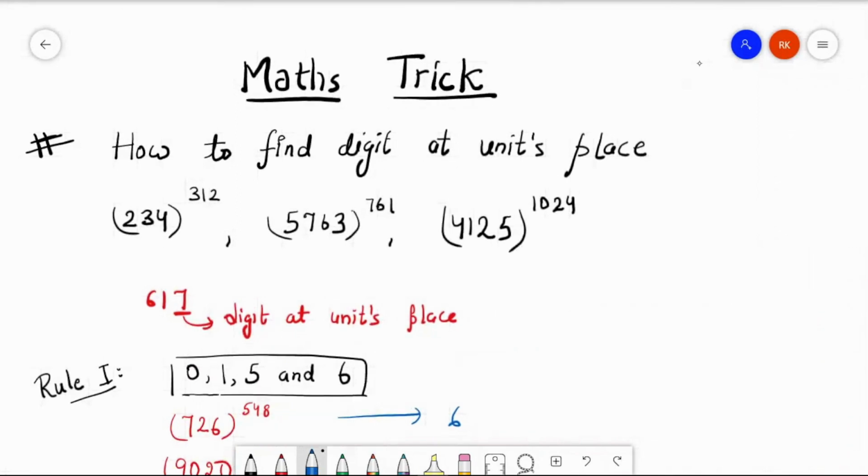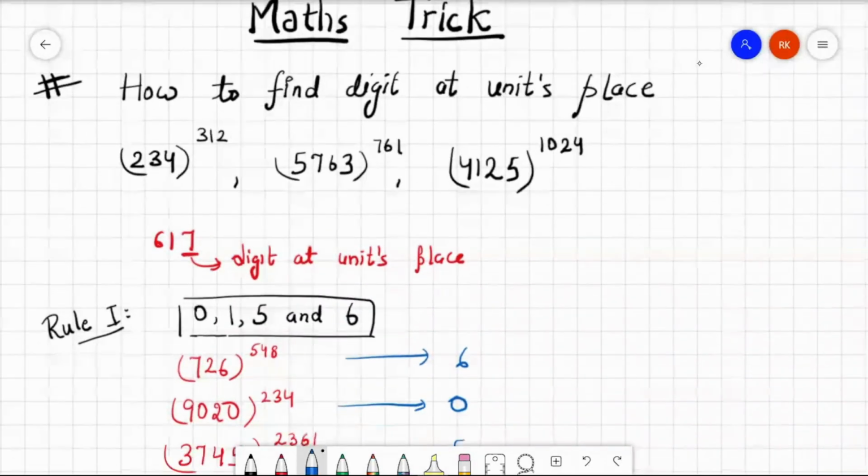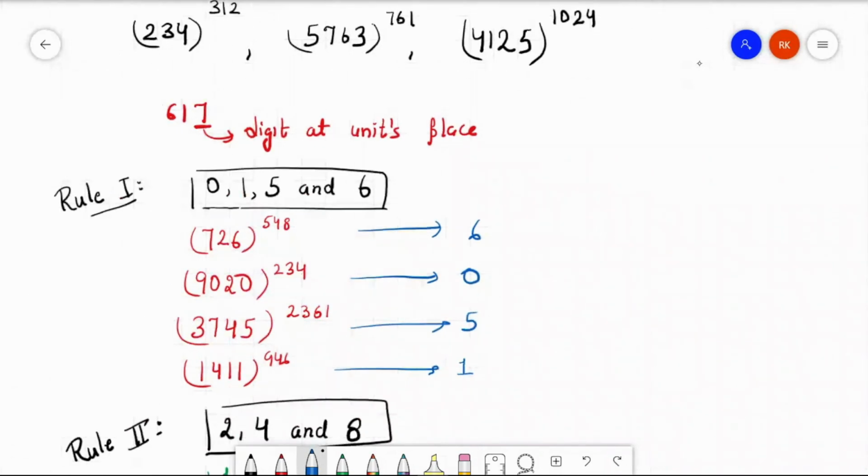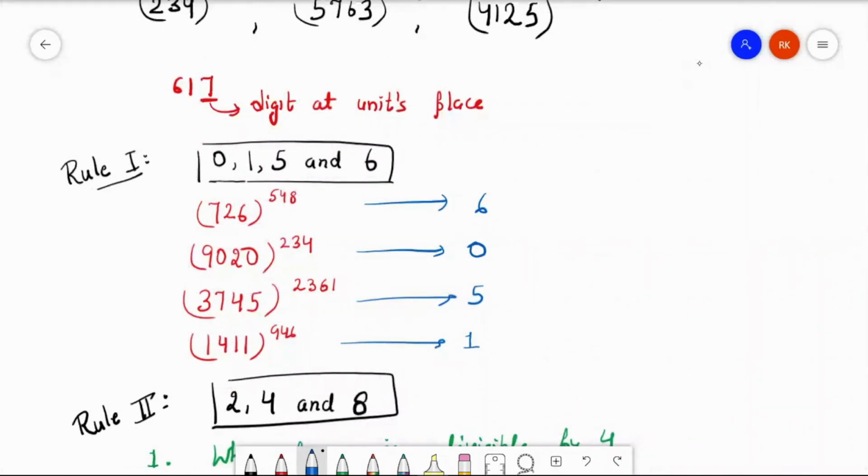Whenever you have 0, 1, 5 or 6 at the unit place of any given number, then this rule is applicable. Let's take some examples. Now you have 726 raised to the power 548. Here we have 6 at the unit place. 9020 raised to the power 234. Here we have 0 at the units place. 3745 raised to the power 2361. Here we have 5 at its units place. And 1411. Here we have 1 at its units place.